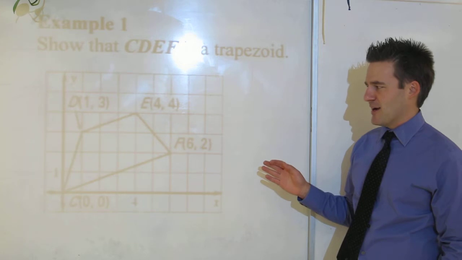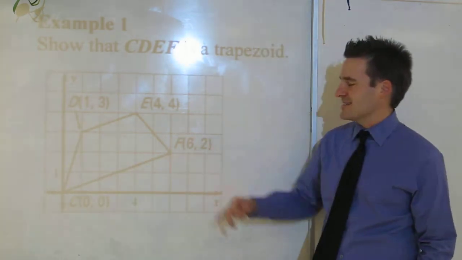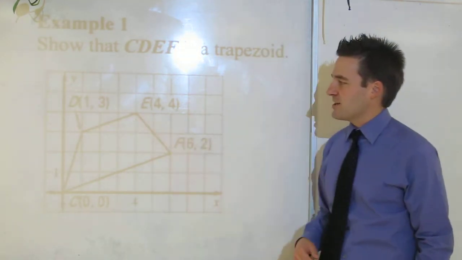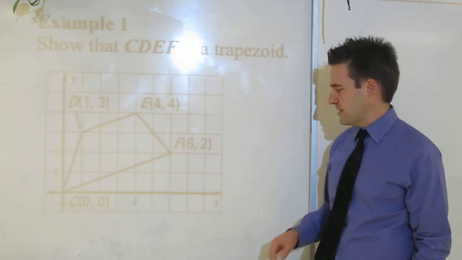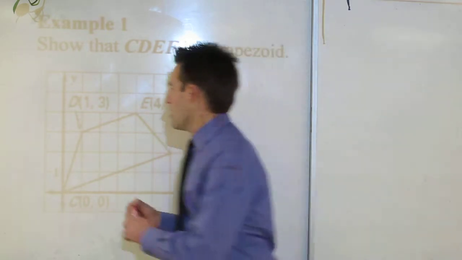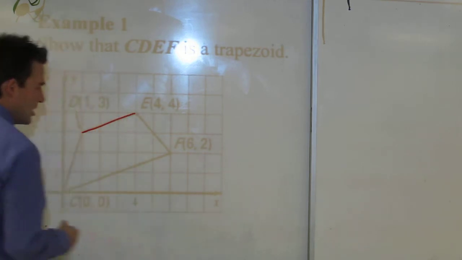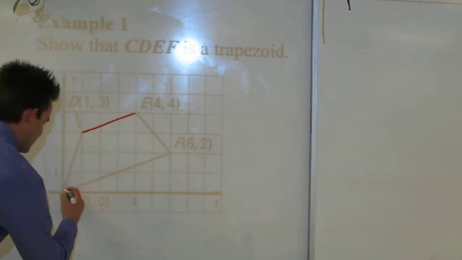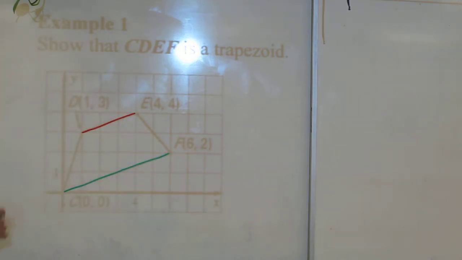And looking at this diagram, which we shouldn't trust much, it kind of looks like this side here and this side here could potentially be parallel. And then they'd be the bases of our trapezoid. So if we find the slope of this side and the slope of this side, if those values match, then this would be a trapezoid because those sides would be parallel. So let's find this red slope first.